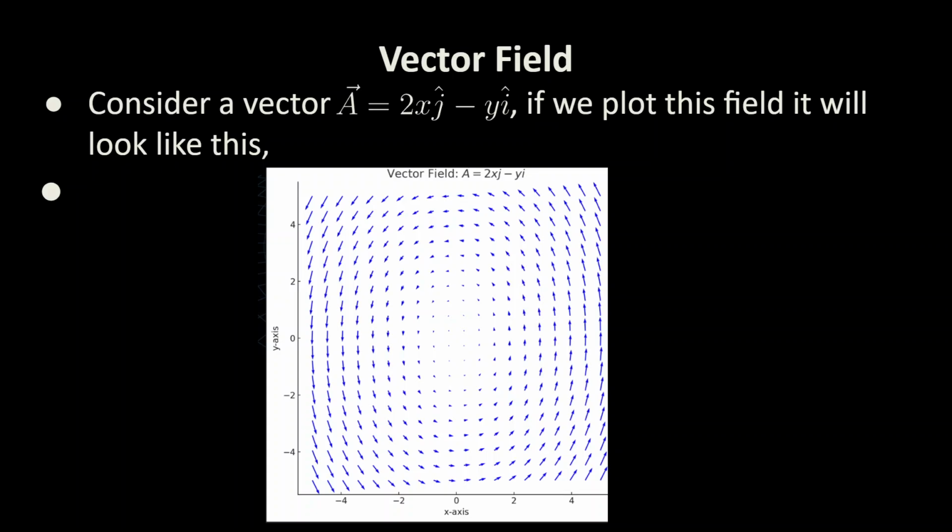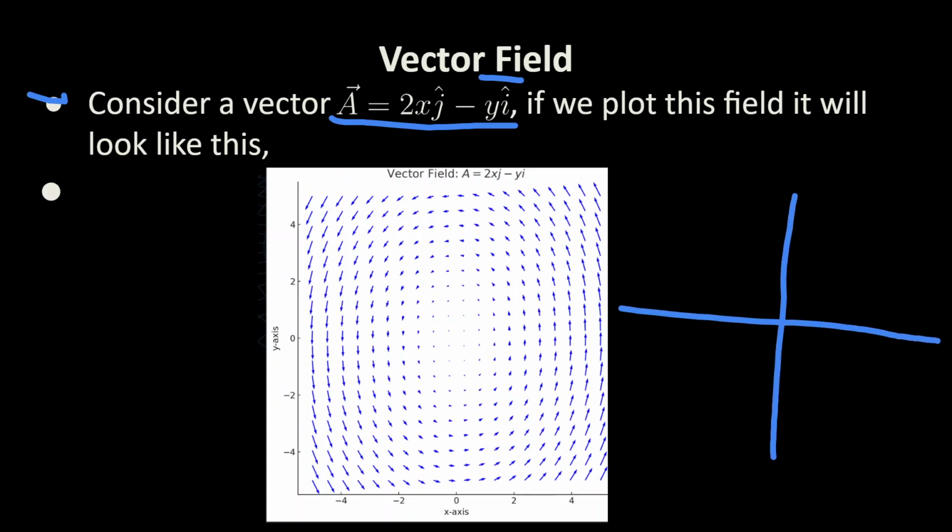Now we move on to the vector field. Rather than giving some definition, let us see how a vector field will look. This is a visualization of a vector field. Consider this vector, A equals 2x i cap minus y j cap. Let us take our coordinate system. So this is x, this is the y coordinate.